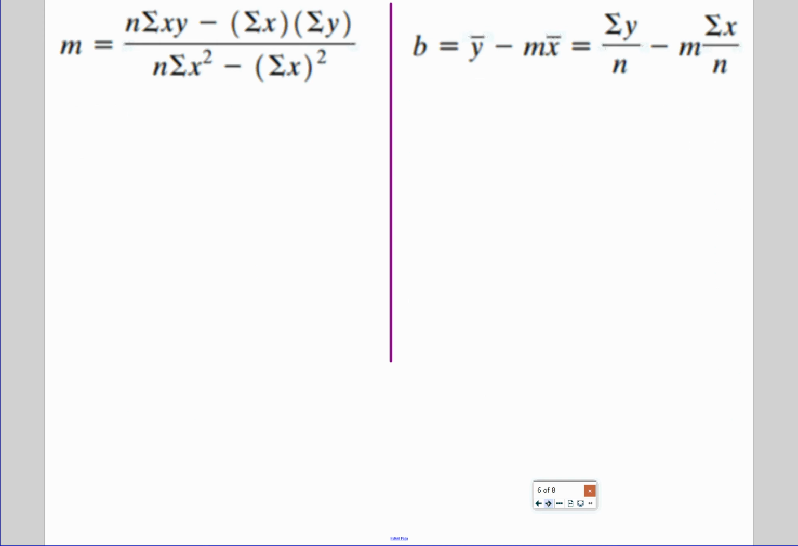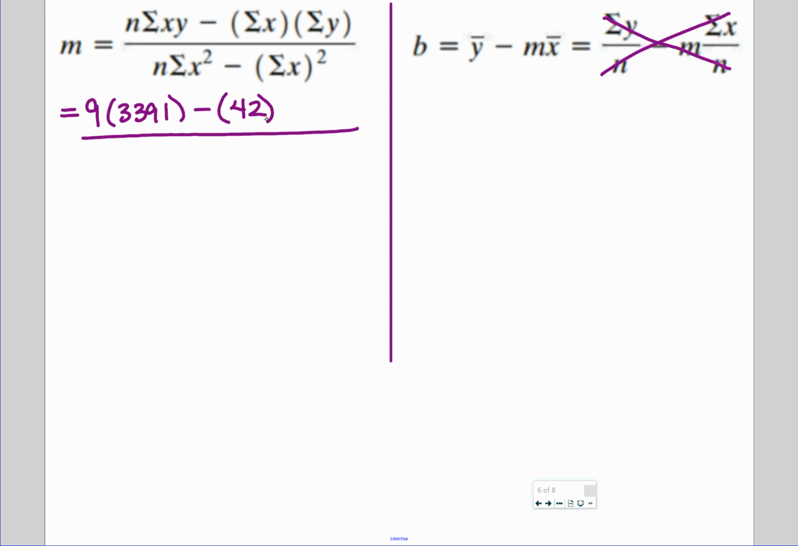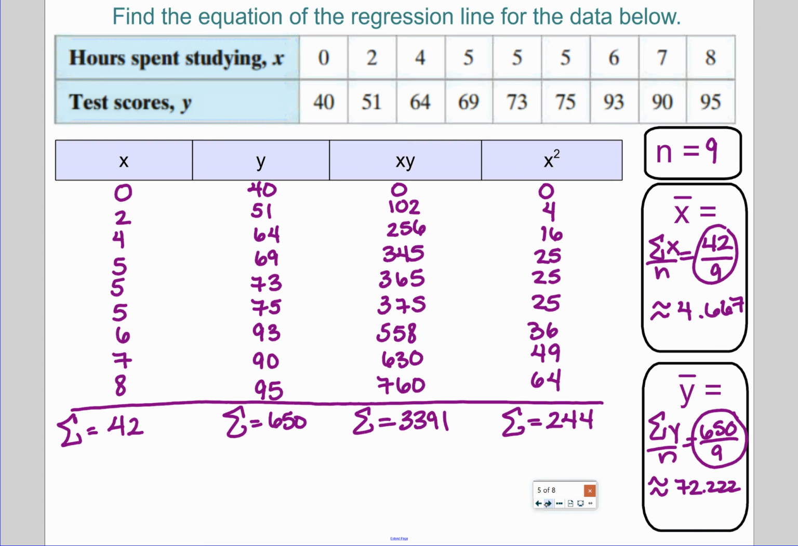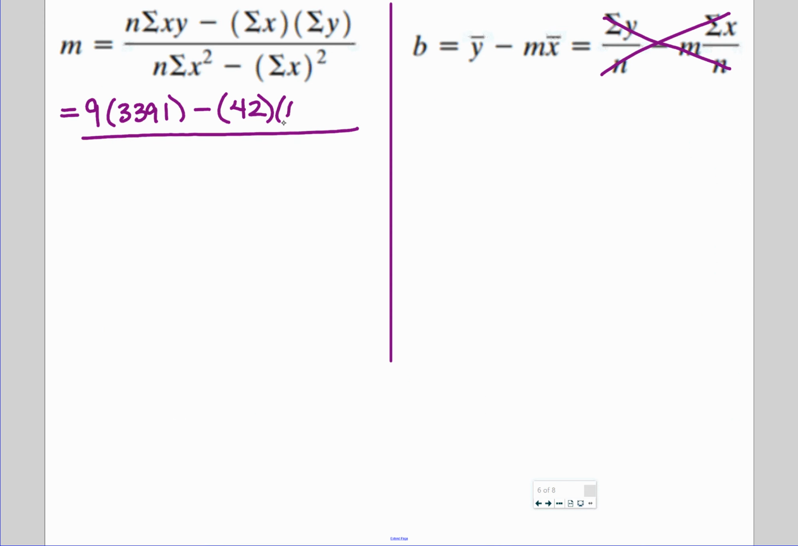On the next slide, then, I went ahead and put the formula for m and the formula for b. We don't need the one on the far right, because we're just going to use the one with the y bar and x bar. We already got those. So you might have to flip back and forth here a little bit. I apologize. All right, so I'm starting with n, which is 9 in the numerator. Then the sum of x times y, which was 3,391, minus the sum of my x's, which was 42, times the sum of our y's, which was 650. Denominator: n again, 9.